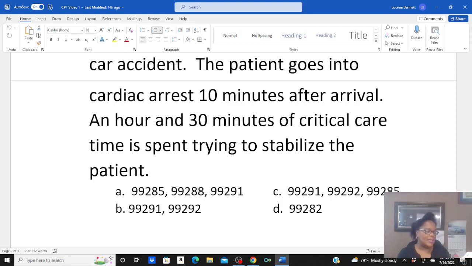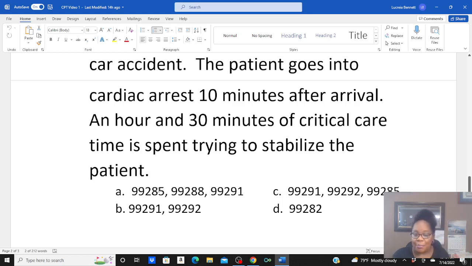I have an asterisk that says critical care and other E&M services may be provided to the same patient on the same date by the same individual. Because remember, the rule of thumb with E&M is only one E&M per day, per patient, per physician, per condition. So this is saying I can generate an E&M code for the emergency room along with the critical care codes. Hint, hint. But looking at A, look at A.